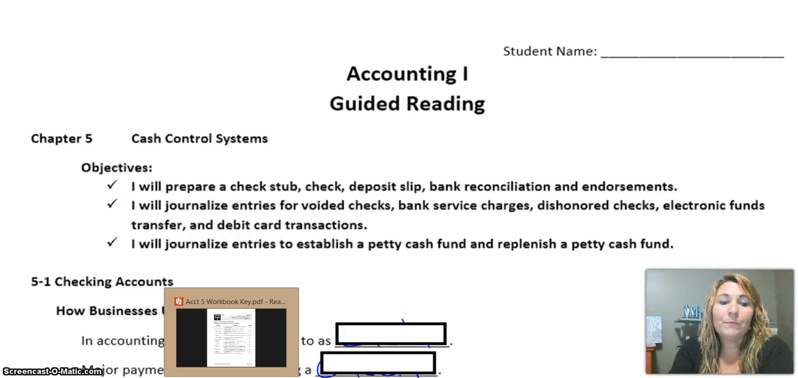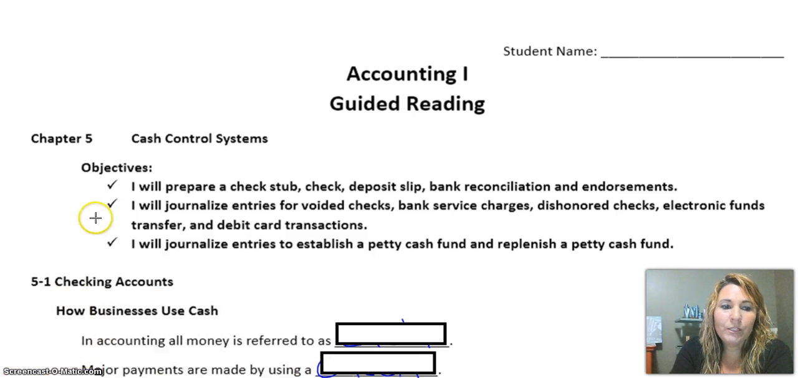So in this chapter, you are going to learn to prepare a check stub, fill out a check, a deposit slip, do a bank reconciliation, and endorse checks. You will be able to journalize the entries for voided checks, bank service charges, dishonored checks, electronic fund transfers, and debit card transactions. You will also be able to journalize entries to establish a petty cash fund and to replenish that petty cash fund.